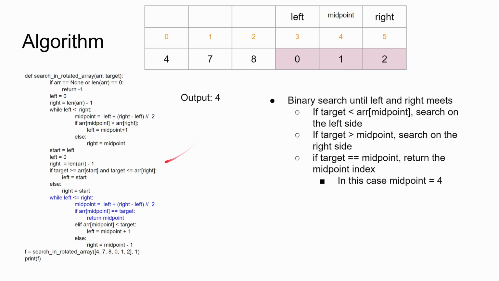If target is equal to the midpoint value, then it will return the midpoint index, because that's the index of the target. If the value at midpoint is equal to target, that means you found it. So the index is 4, and we'll return midpoint. So the output is 4, because we returned midpoint, which is 4. The end.